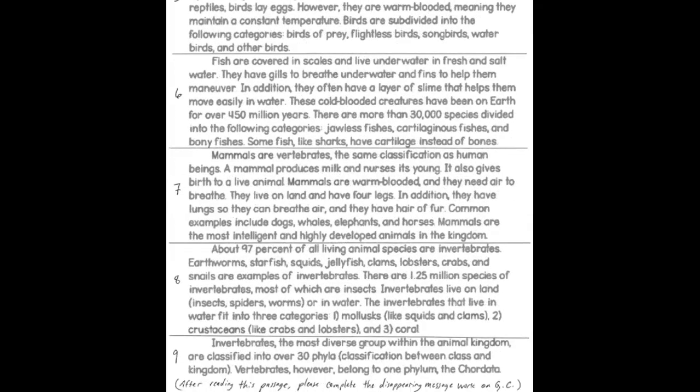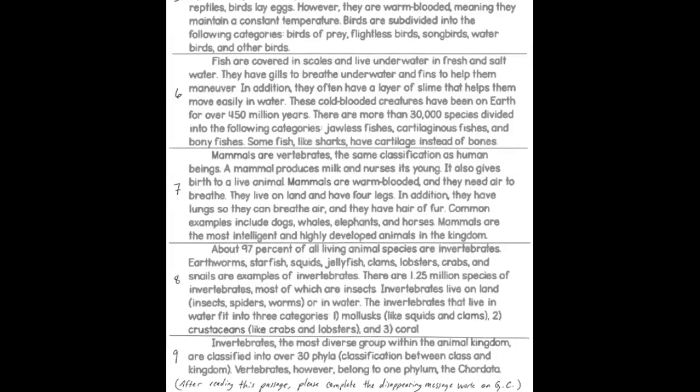6. Fish are covered in scales and live underwater in fresh and salt water. They have gills to breathe underwater and fins to help them maneuver. In addition, they often have a layer of slime that helps them move easily in water. These cold-blooded creatures have been on Earth for over 450 million years. There are more than 30,000 species divided into the following categories: jawless fishes, cartilaginous fishes, and bony fishes. Some fish, like sharks, have cartilage instead of bones.